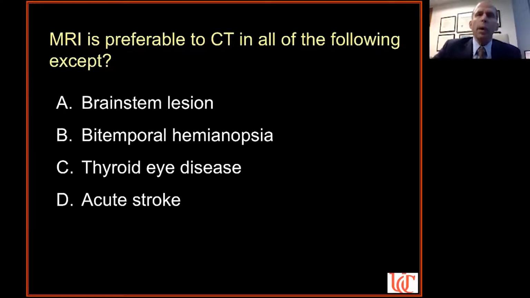I'm going to start with a polling question here, and I will read the question. MRI is preferable to CT in all of the following except which of these four conditions? Is it preferable in brainstem lesion? How about a patient with a bitemporal hemianopsia? Or how about a patient with thyroid eye disease or acute stroke? So the question is, in which one of these is MRI not preferable? Is MRI and CT maybe similarly useful? You can vote by clicking on your computers for one of these four things.